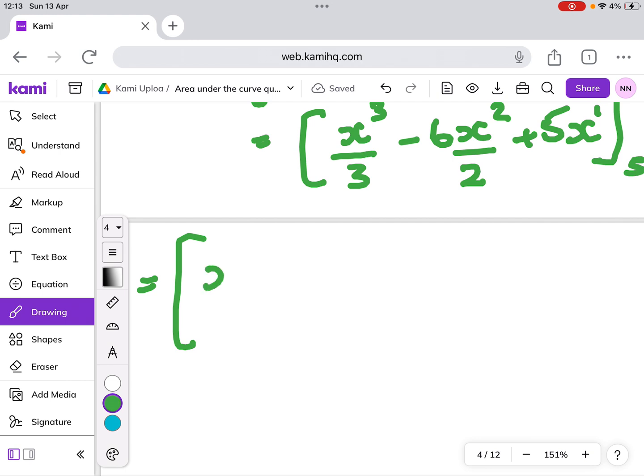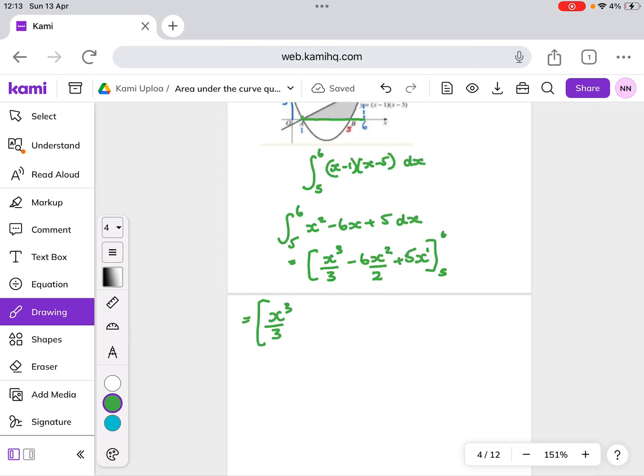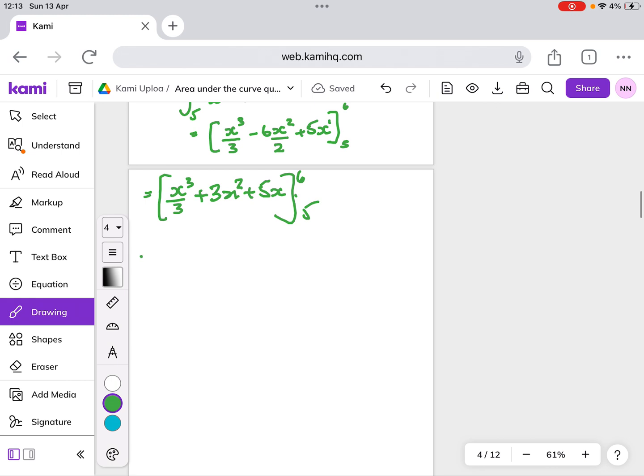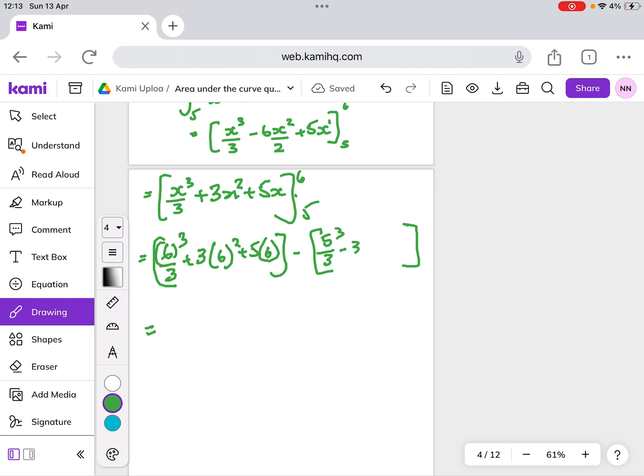Okay, so then we get, tidy up, x cubed over 3, minus 3x squared plus 5x between 6 and 5, sub in the 6, take away subbing in the 5, and you'll get your answers. So we want 6 cubed over 3 minus 3 times 6 squared plus 5 times 6 minus 5 cubed over 3 minus 3 times 5 squared plus 5 times 5 gives you, once you work it all out, I think this is minus 6.